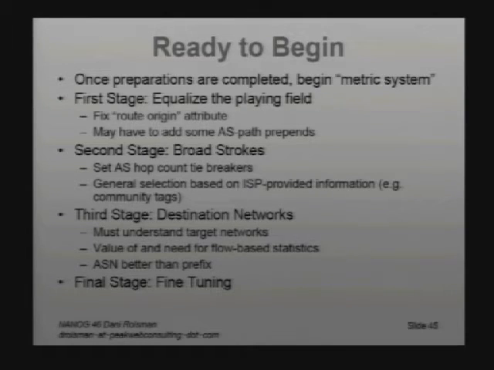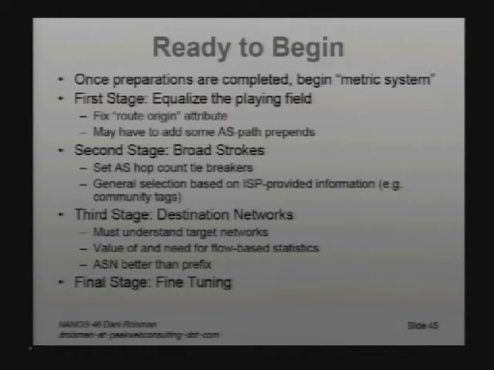First stage, we're going to fix the route origin attribute, as we discussed. We may have to add some prepends. I'll talk about that in a moment. The second stage, we're going to set some broad strokes. We're going to set some tiebreakers for AS hop ties. Like I showed you before, you may have 3 possible routes and 3 AS hops to that destination prefix. We're going to have to set who wins that tie. There may be some general selection based on some ISP information.